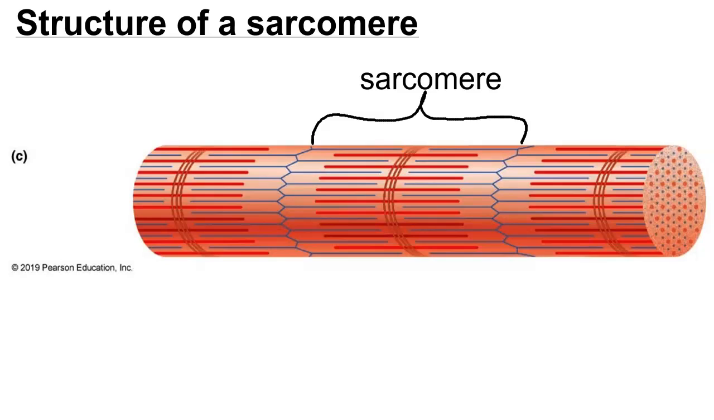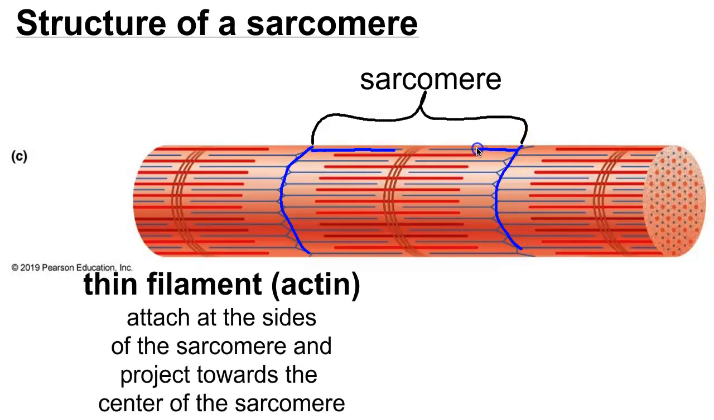There are two main types of protein that make up the sarcomere. One type is called a thin filament, and the thin filaments are shaded blue in this picture. So this is a thin filament. I can see that the thin filaments start at the side of the sarcomere. This is the boundary, the border between one sarcomere and the next. The thin filament is attached to that border, and it projects into the sarcomere. So the thin filaments start at the side of the sarcomere and they project towards the center of the sarcomere.